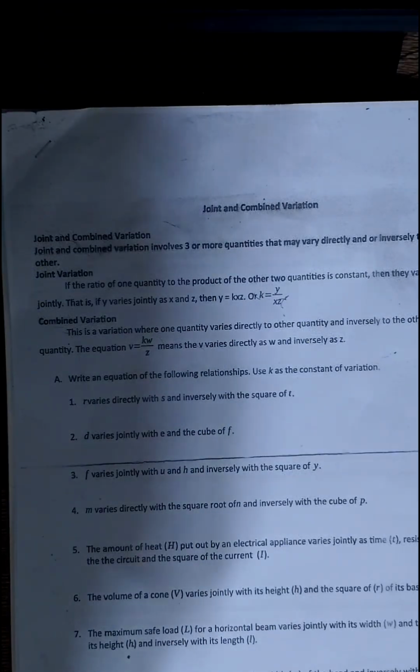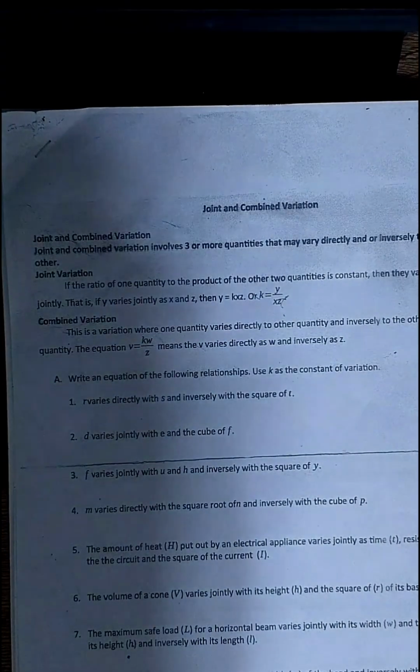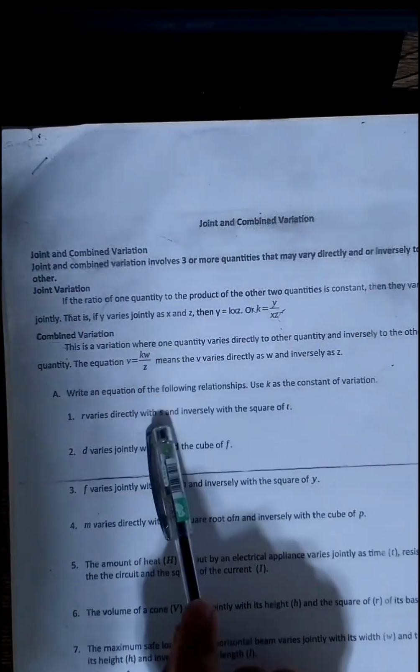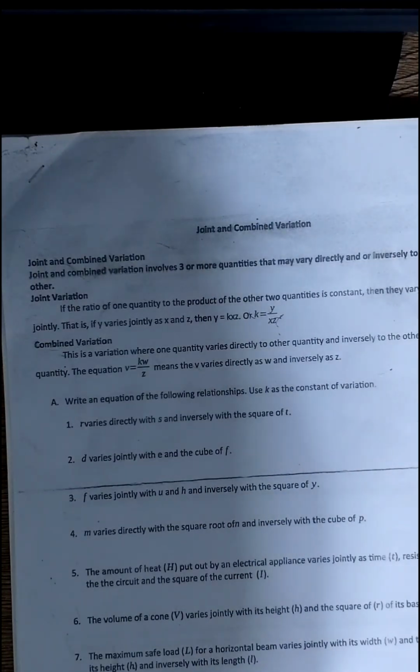R varies directly with S and inversely with the square of T. So the first thing we need to figure out is the letters R, S, and T. And let's try to make the formula.